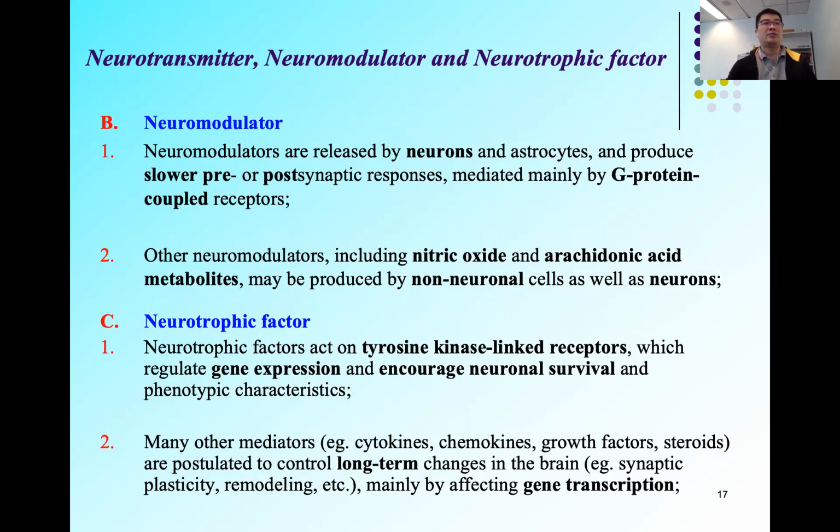Okay, so neuromodulators, they are released by neurons and astrocytes and produce slower pre or post-synaptic responses. Usually they're mediated by G protein coupled receptors. So they modulate the response of the neurons. Okay, they are released by neurons or astrocytes as well. Other neuromodulators, including nitric oxide, yes?